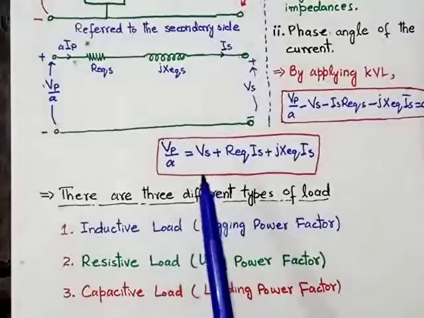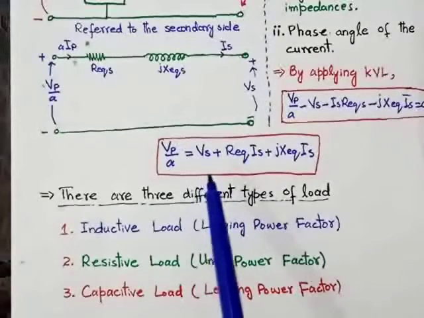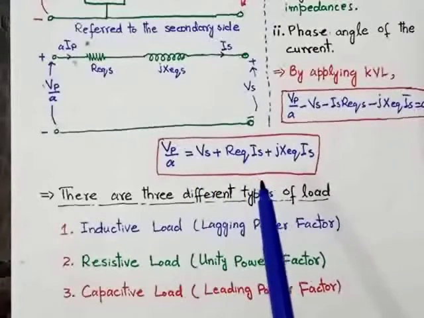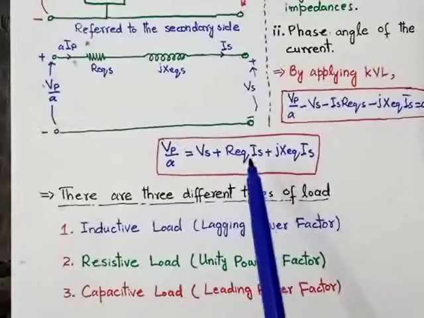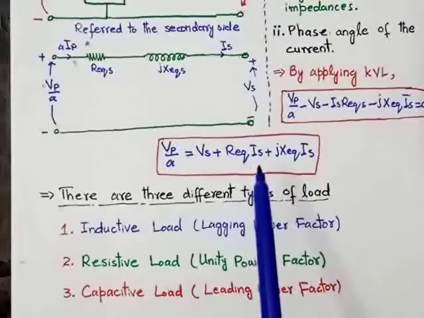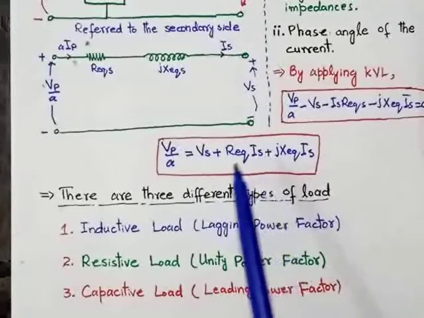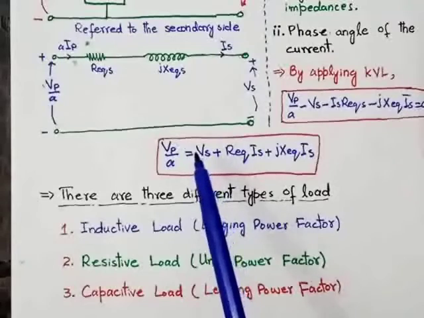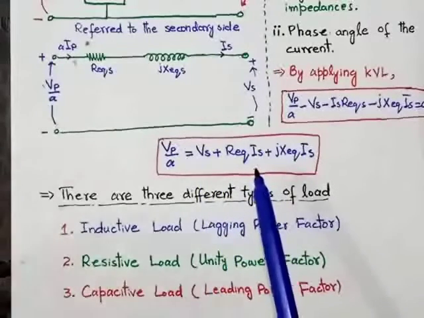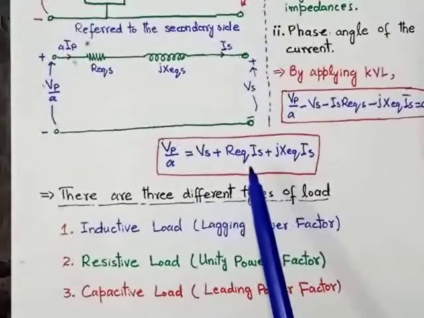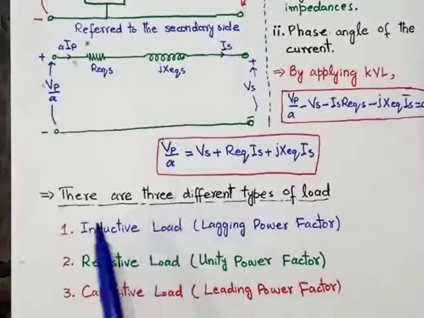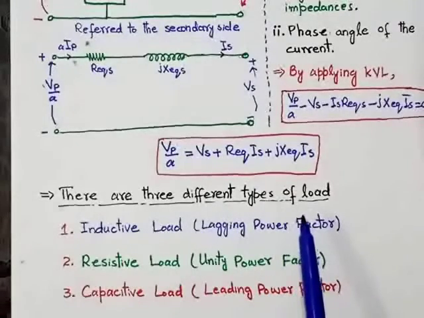So let us assume the angle of secondary voltage is 0 degree and the angle of the current will depend on the load. For a reference point, let's assume the angle of secondary voltage is 0 degree, and the second parameter is the current. The angle of the current will depend on the load. So there are three different types of the load.